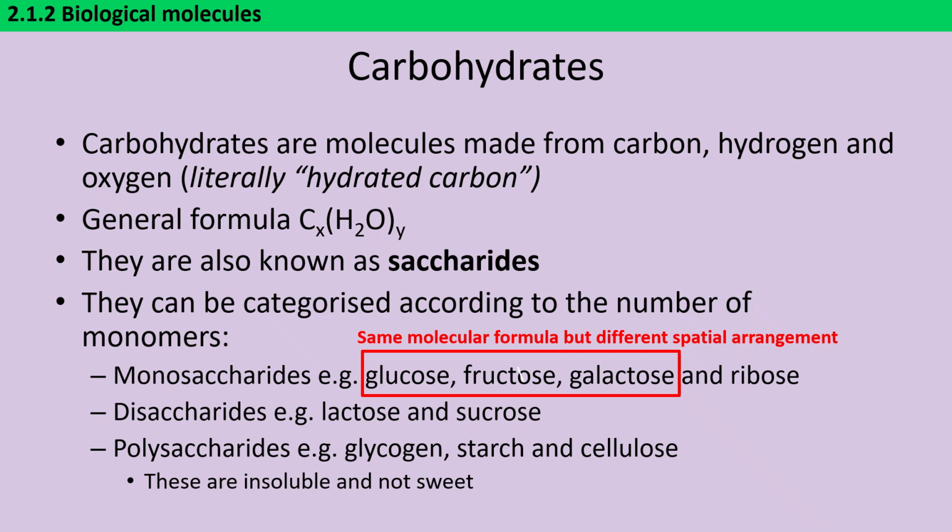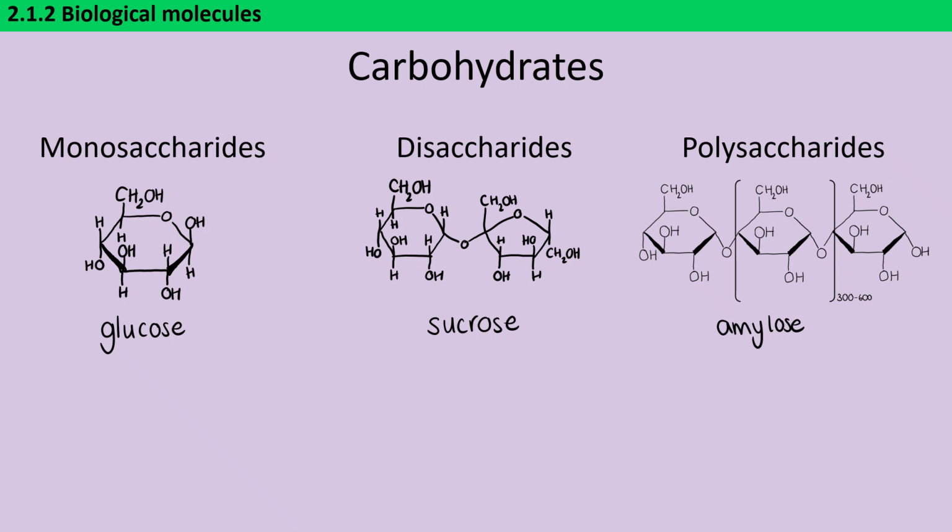You should also know that glucose, fructose and galactose all have that same molecular formula of C6H12O6, but they differ in their spatial arrangement of those atoms. To give you a closer look at these different types of carbohydrates, on the left-hand side we have glucose, which is an example of a monosaccharide. In the centre we have sucrose, which is a disaccharide, and you can see that even though it has 2 subunits, they're different to each other. On the left-hand side we have glucose again, and on the right-hand side we have fructose.